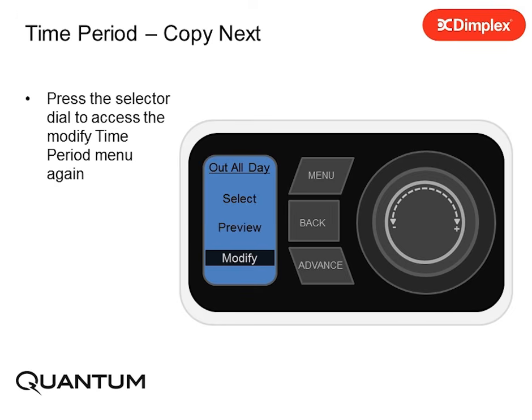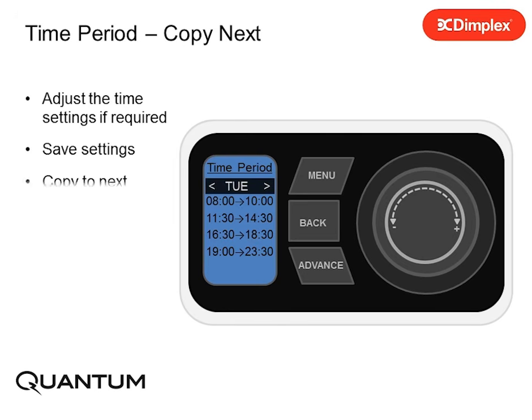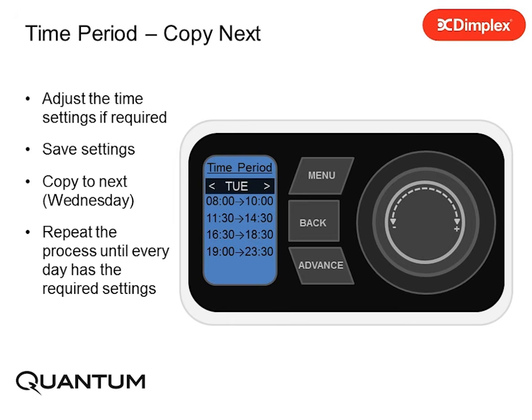Press the selector dial to access the Modify Time Period menu again. Adjust the time settings, save settings, copy to next, and repeat the process until every day has the required settings.